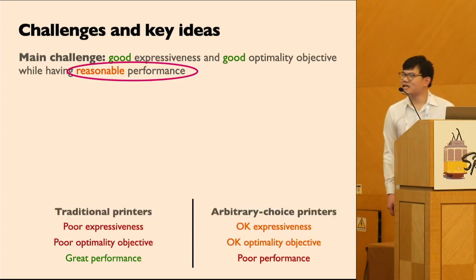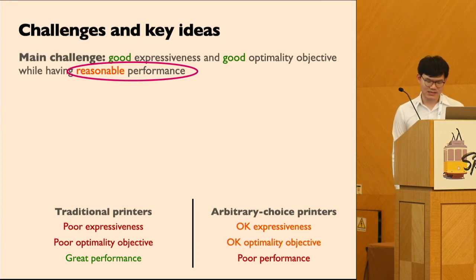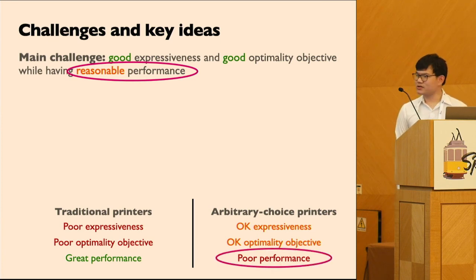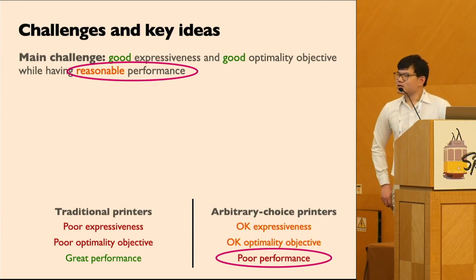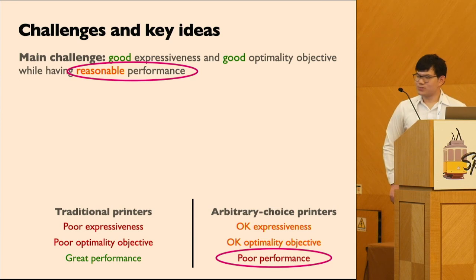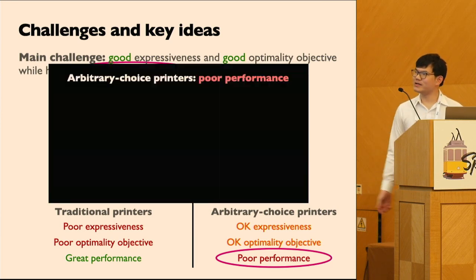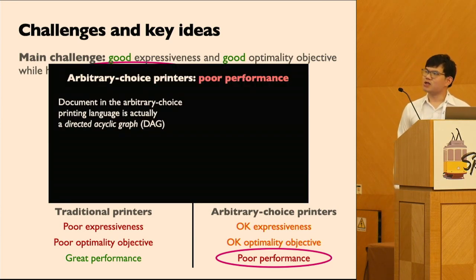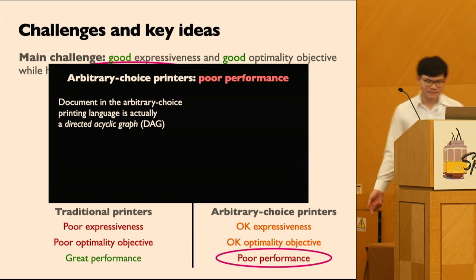All right, the last bit is that we want to have a reasonable performance. I'm not going to talk about the great performance of the traditional printers, because that is accomplished by having a greedy algorithm, which, again, we already decided that we are not going to do. So let's see why the arbitrary choice printers has poor performance. Well, there are several reasons, but one reason is that the document in the arbitrary choice printing language can have a choice, and that creates the DAG structure, directed acyclic graph.